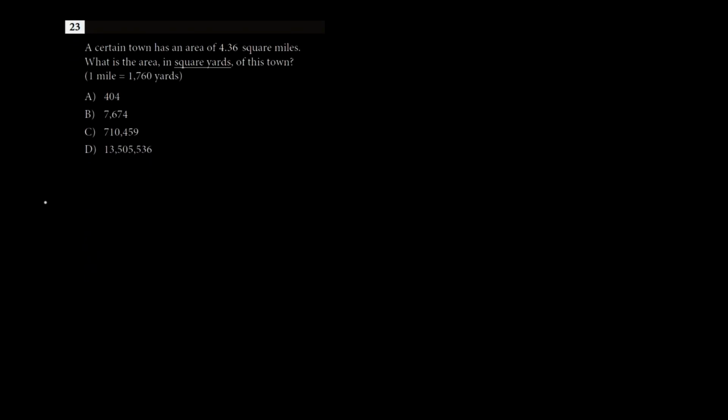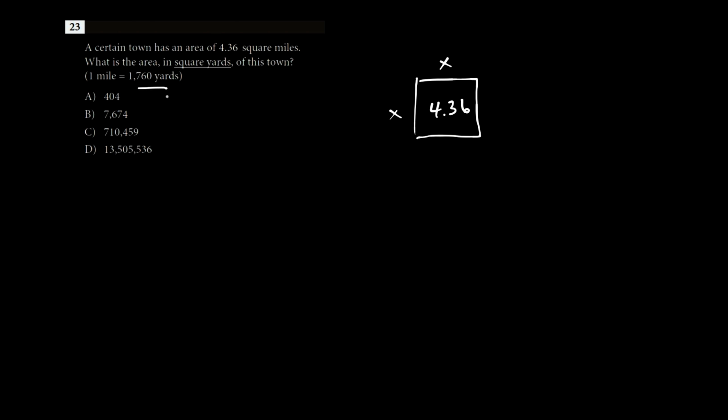All right, in 23, we're also looking at area. So we're going to use a similar idea that we had earlier. It says a town has an area of 4.36 square miles. Now, it doesn't say what the shape is, but let's go ahead and just draw in a square. It really doesn't matter. And then we can know that whatever we multiply each side by would be 4.36 if it was square. It says, what is the area in square yards? So we can go back and figure out what the length was in miles and then convert that to yards.